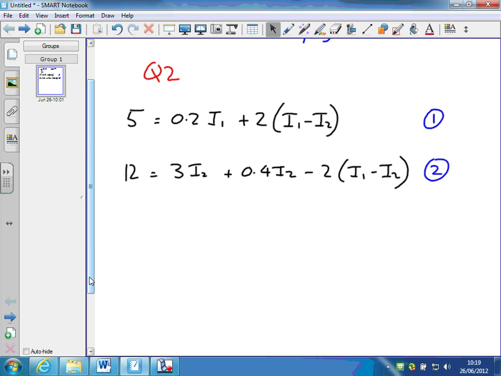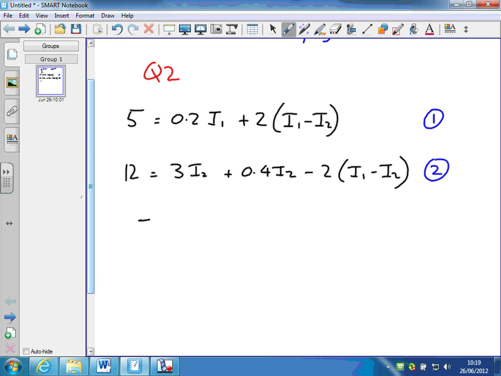So in equation 1, I would expand out the brackets and then collect together like terms. In equation 2, I would expand out the brackets and again collect together like terms. So see if you can carry on from there and work it through. The solution though follows.